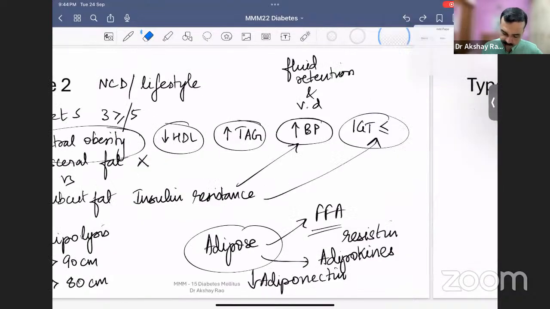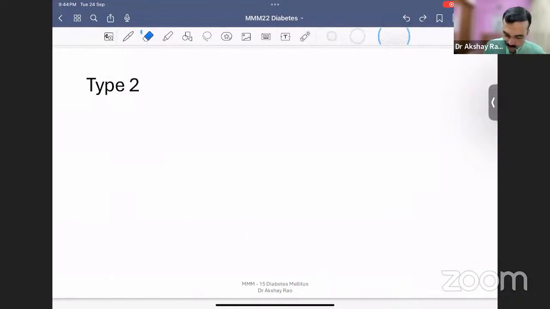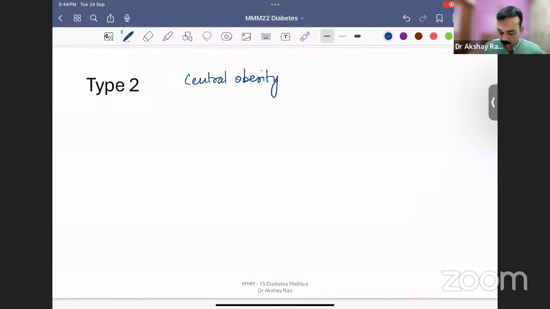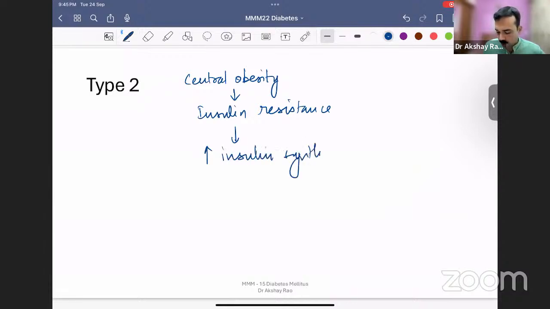In type 2 diabetes, what's happening is initially there is central obesity. And in order to try and overcome, there's going to be insulin resistance. To try and overcome the insulin resistance, there's going to be increased insulin synthesis from the beta cells, from beta cells of pancreas, islets of Langerhans.